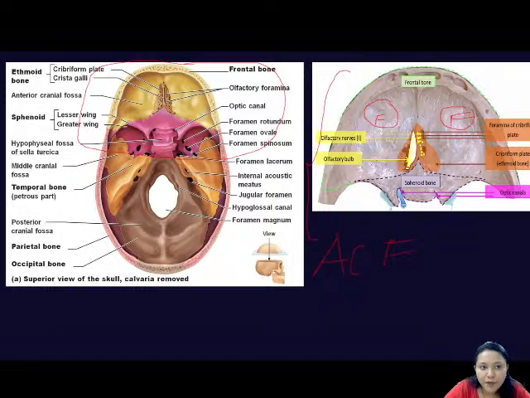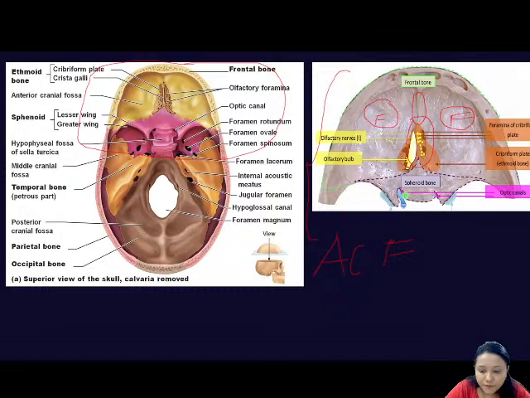Now here you have the ethmoid bone, the cribriform plate of the ethmoid bone. This part is the cribriform plate of the ethmoid bone. And then you have the lesser wing of the sphenoid below. The one which I am showing you with the laser, that is the lesser wing of the sphenoid. Is it visible to you?